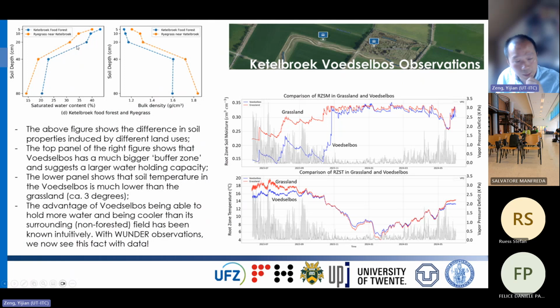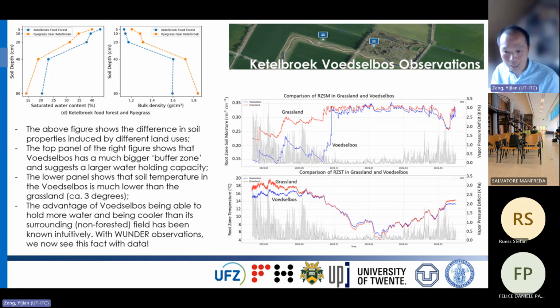You can see that the forest soil has higher, let's say, porosity than the surrounding field, and at the same time the bulk density is much lower than the raygrass. The blue line is forest, the yellow line is grass field. The forest soil has higher saturated water content at the different layers, and the bulk density is much lower in the food forest. Lower bulk density means the soil is less compact.